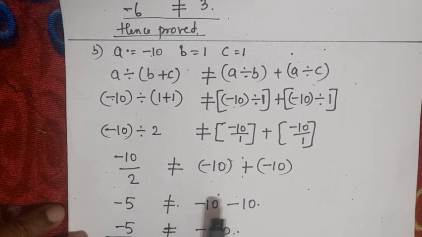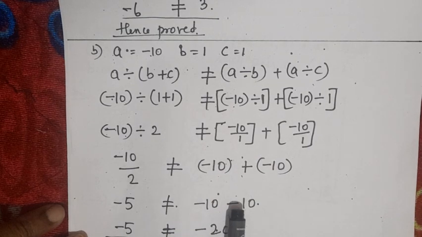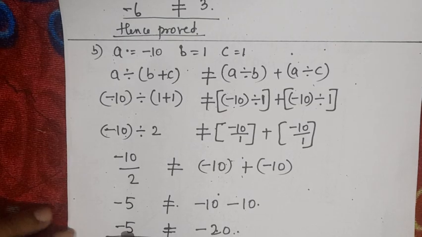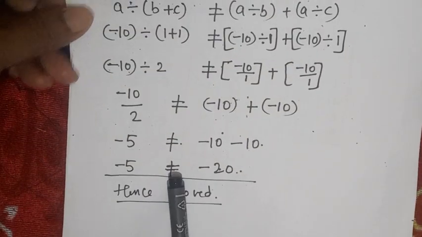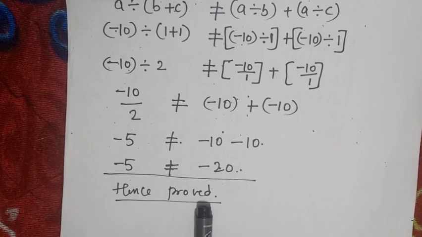Minus 5 is not equal to minus 10 plus minus 10. So minus 5 plus minus 5 is not equal to minus 20. Hence it's proved.